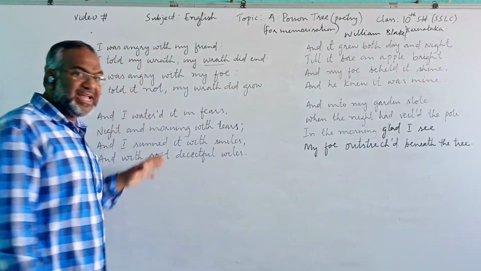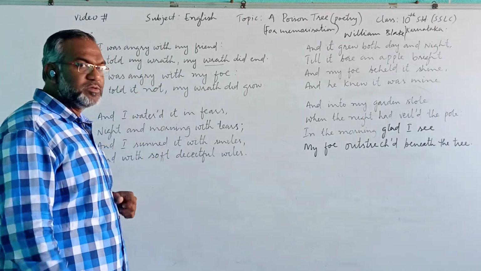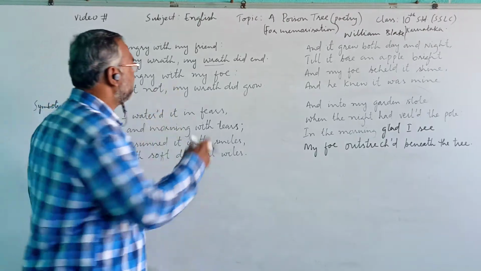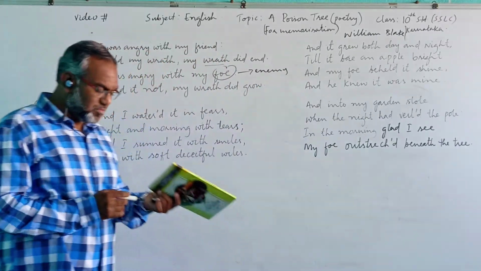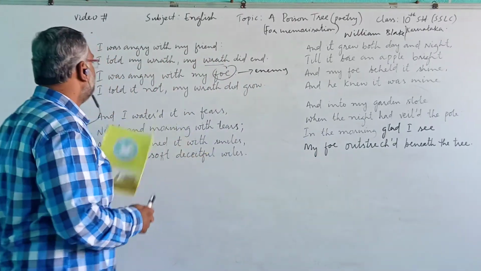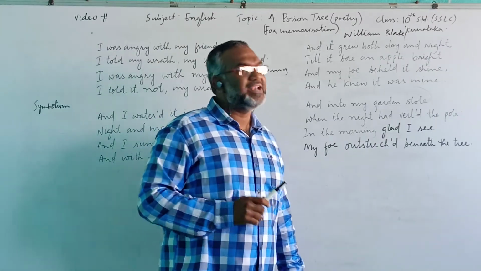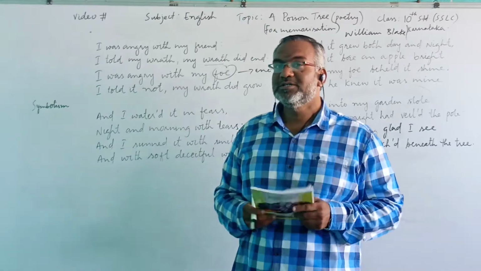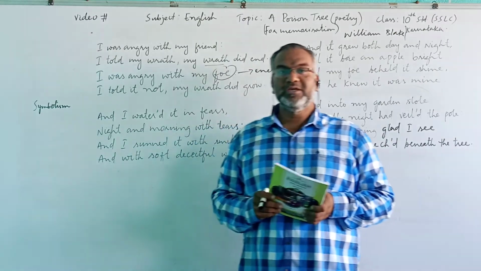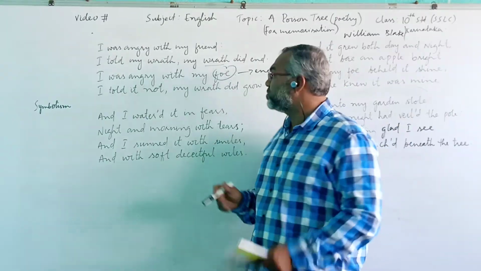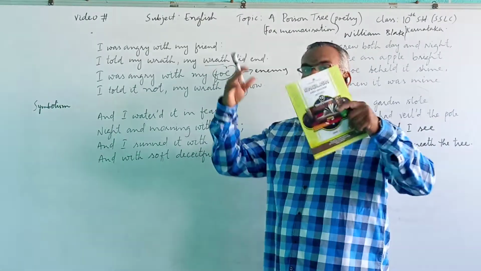Now, in the second case, in the same stanza, there is one more case. I was angry with my foe. Foe means enemy. The speaker was angry with his enemy, with his foe. I told it not, my wrath did grow. The speaker did not express his anger or talk to the enemy about his anger. That's why the result was that the wrath, the anger, grew.